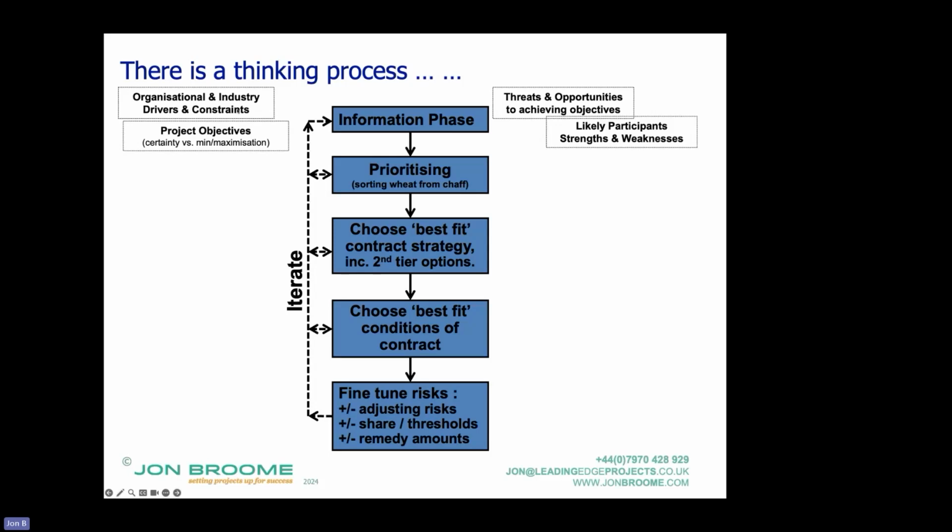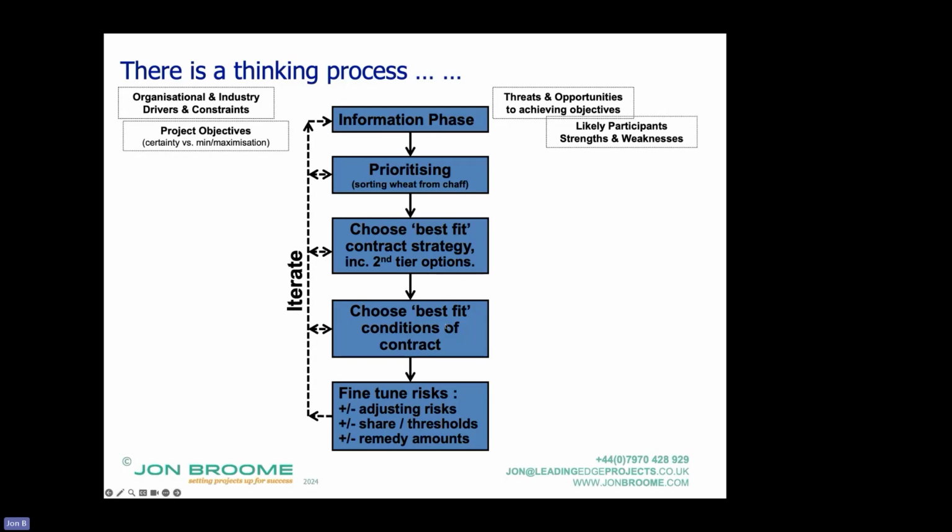And then we looked at the thinking process behind developing a contract strategy, and we said there's an information phase, and I won't go through these things, but extracting them and then getting them clear, getting them signed off, getting consensus around them is really important, because what you don't want to do is have important stakeholders come in just as you're about to let the contract and you have to rethink it. And you want them to be crystal clear, particularly those objectives as well.